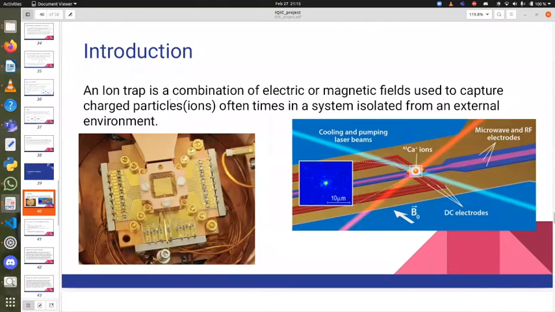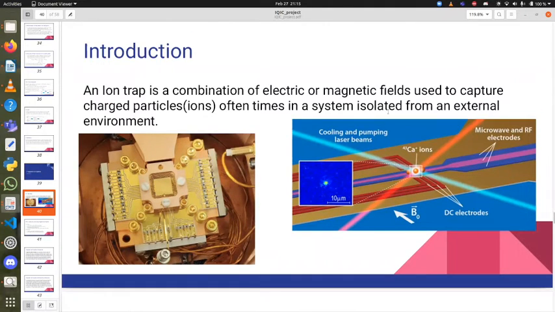An ion trap is a combination of electric or magnetic fields used to capture charged particles, which we know as ions, oftentimes in a system isolated from an external environment. This means that we use electric or magnetic fields, or a combination of electric and magnetic fields, to capture charged particles called ions, generally in conditions where they're isolated from external influences.